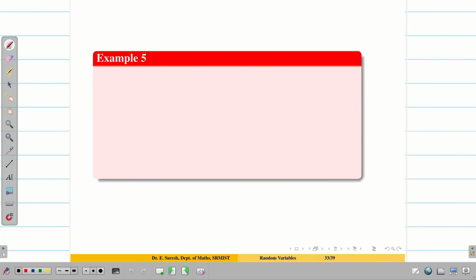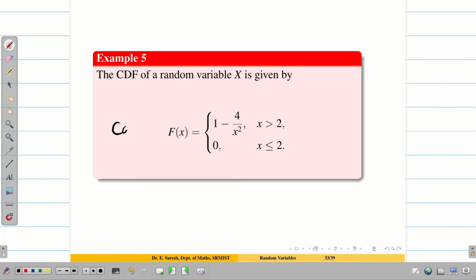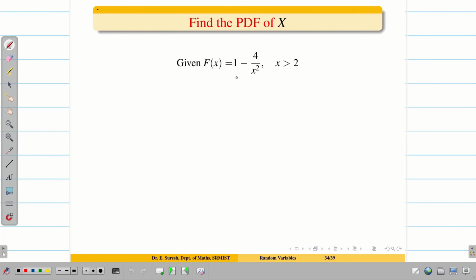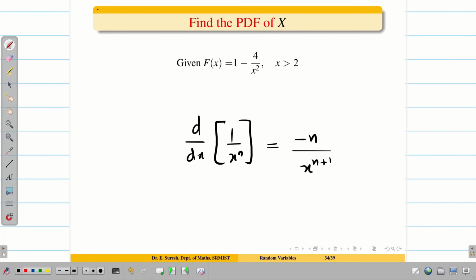Now let us see one example problem. Here the cumulative distribution function is given. We have to find the corresponding PDF. Since capital F of x is 1 minus 4 by x square, we have to find f dash of x. Recollect the differentiation formula of 1 by x power n: minus n divided by x power n plus 1.